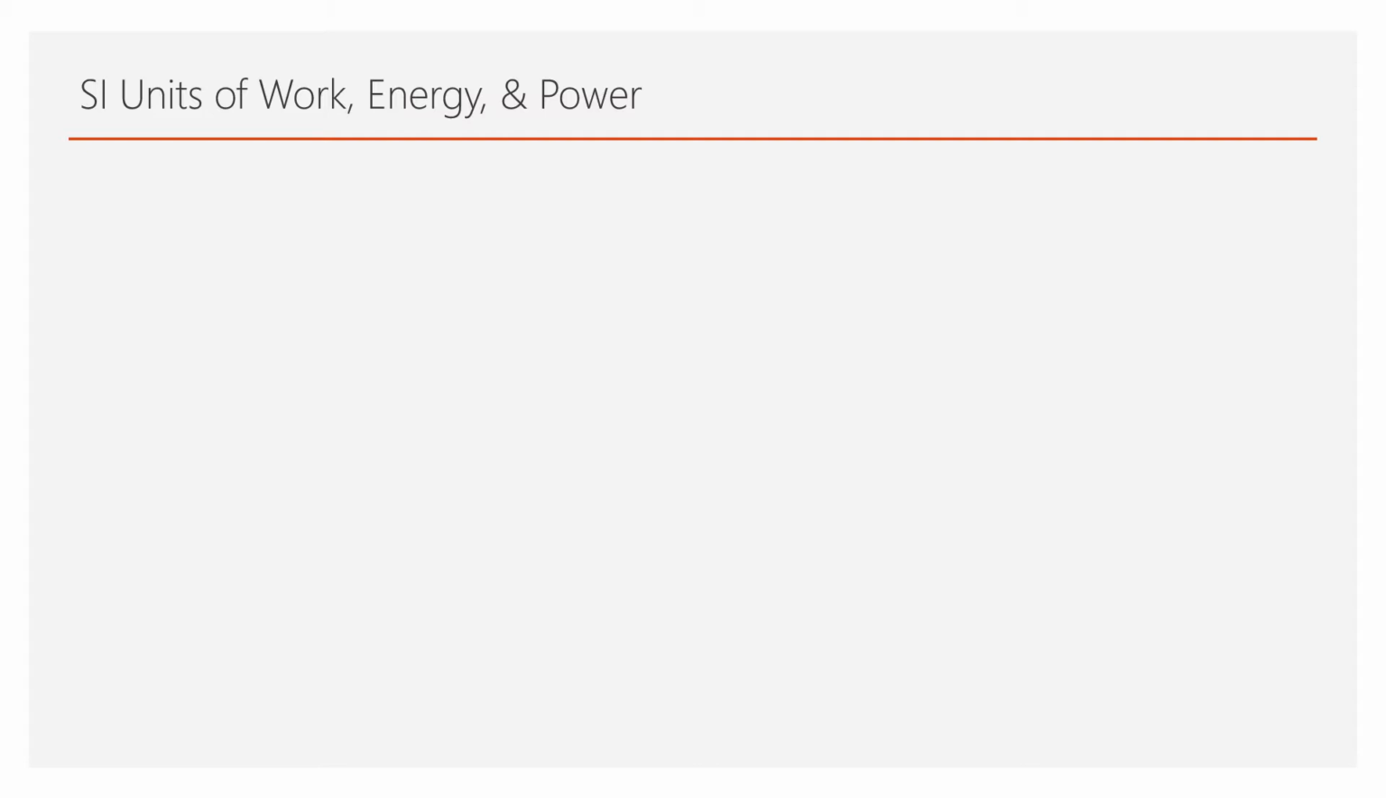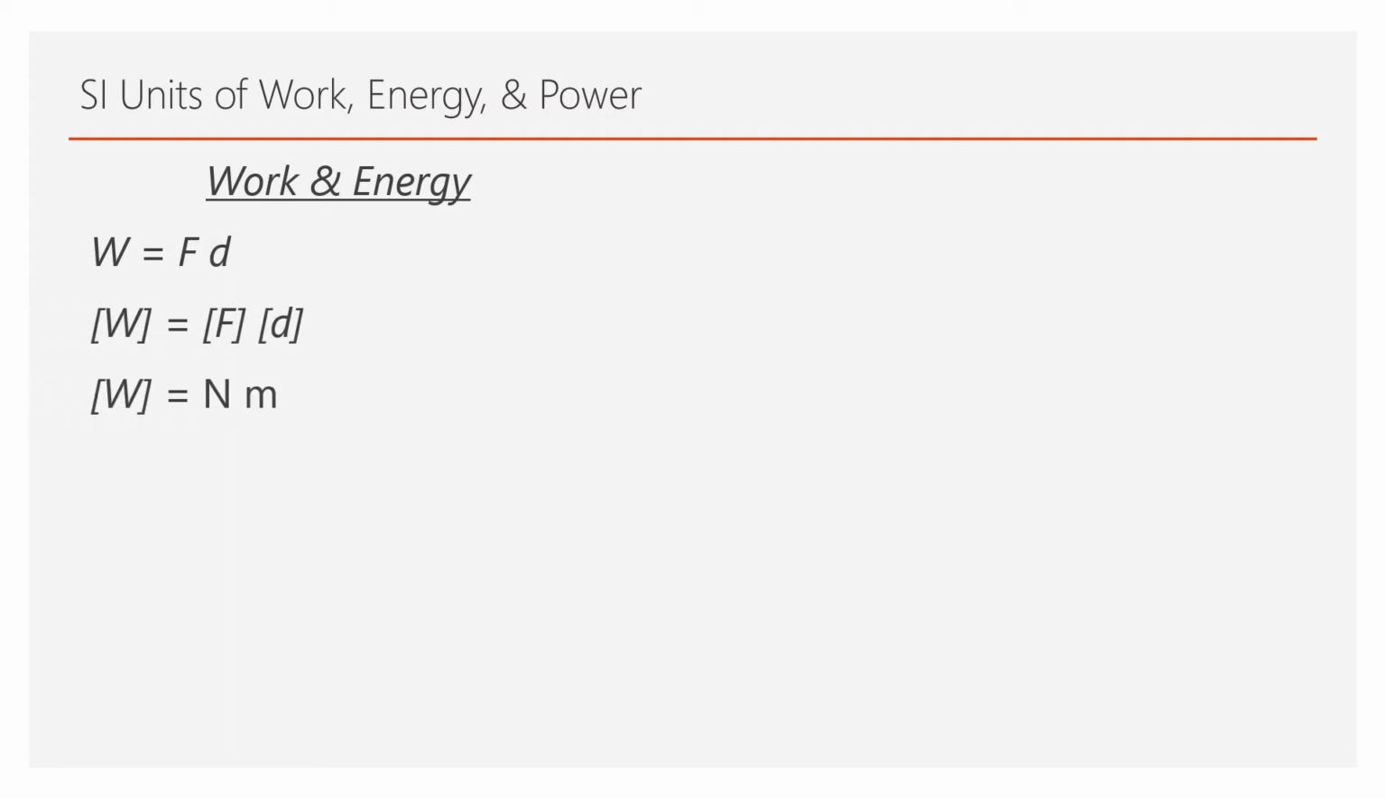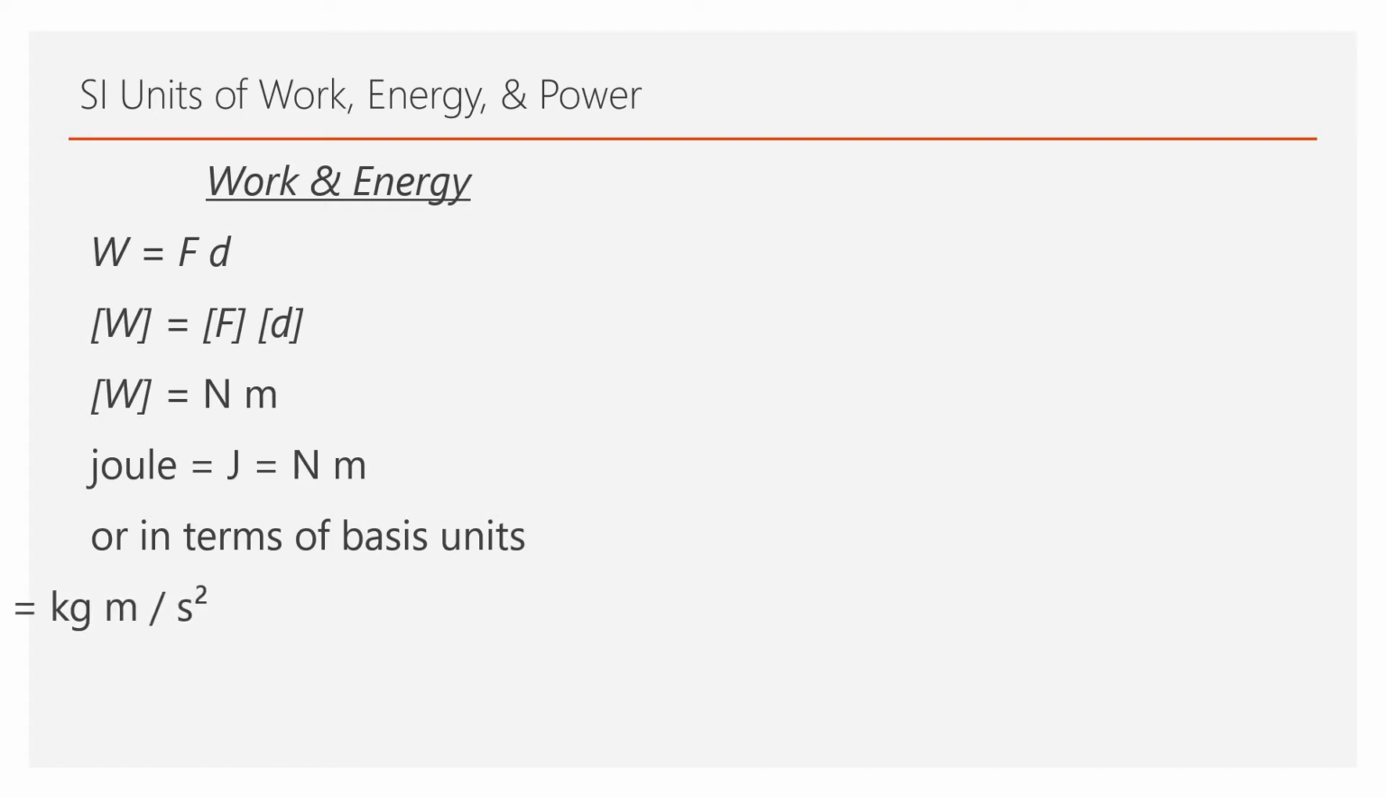Let's look at the SI units of work, energy, and power. Because work is the transfer of energy, it'll have the same units as energy. So we'll just look at work. Work is force multiplied by displacement. We know that force is measured in newtons and displacement is measured in meters, so work must have units of newtons times meters. And we call that product a joule, or capital J for short. In terms of the SI basis units, we can replace a newton with its SI basis units of kilogram meter per second squared, multiply that by meter to get kilogram meter squared per second squared.